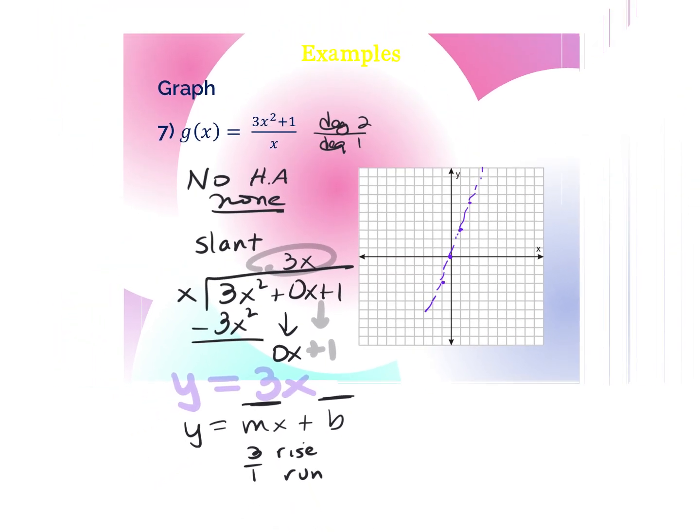Now let's go back and look for the vertical. Notice nothing simplifies here. So my vertical asymptote is just going to be setting the denominator equal to 0. So my vertical asymptote is just the y-axis. It's just x equals 0.